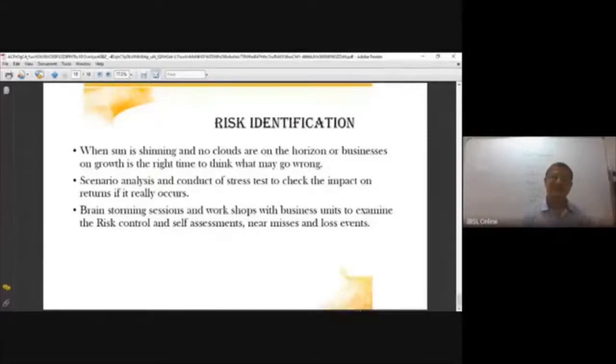Now we said in this process, the first step starts with identifying. I have written a nice thing for you. When the sun is shining and no clouds are on the horizon, or businesses are on growth, is the right time to think about what may go wrong. Generally we think when the economy is doing well and businesses are booming, we don't think about the risk.